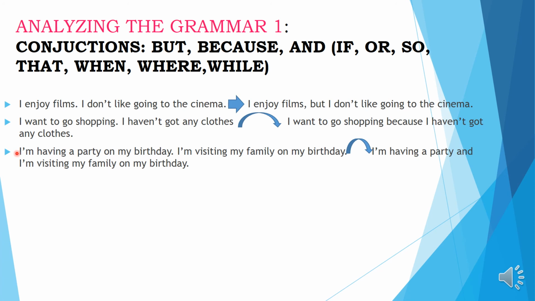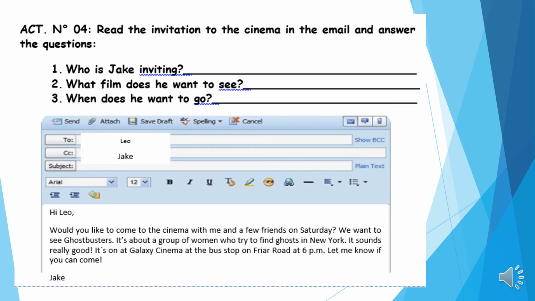The next example, I'm having a party on my birthday. I'm visiting my family on my birthday. How can we join these 2 sentences? Here you have a possible answer. I'm having a party and I'm visiting my family on my birthday. Okay, and that's it.